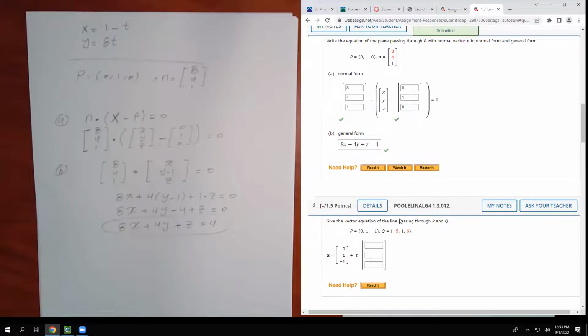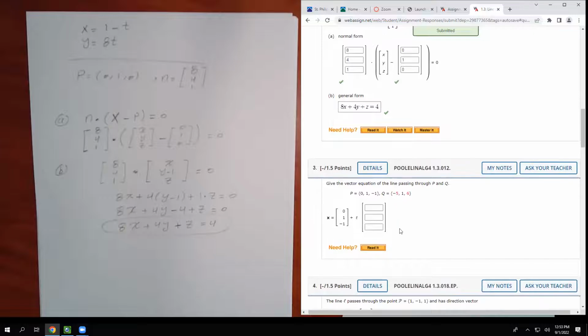This is the second one. You see, each example, they ask you different things, which is good. So we're going to learn all techniques. Give a vector equation of the line passing through these 2 points.